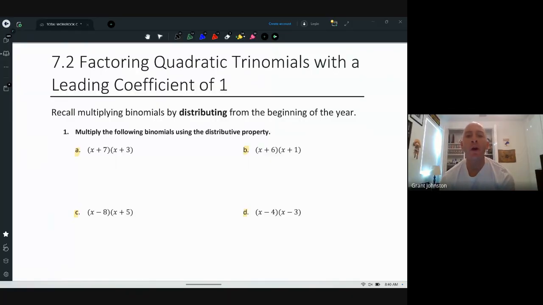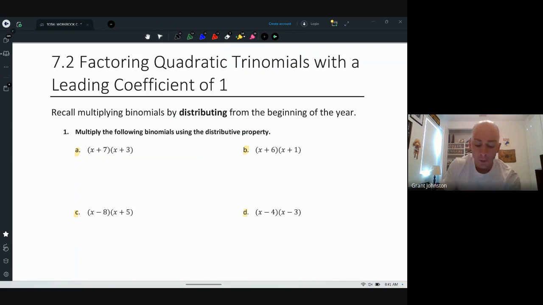Factoring quadratic trinomials with a leading coefficient of 1. So similar to that last lesson where we started off with some distributing to review, we're going to do the same thing here. And again, because this idea of factoring, which is a totally new term to you most likely, is just the reverse of distributing, let's practice distributing.